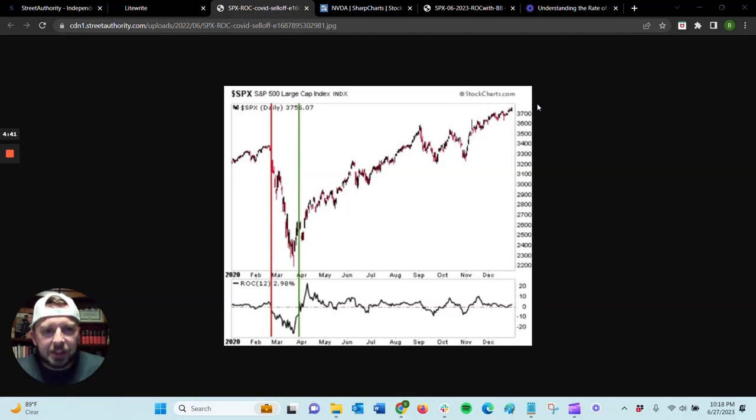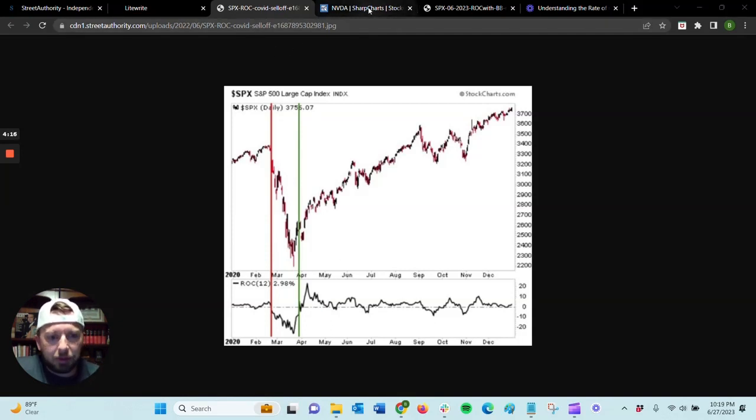In fact, you can see by this chart here that just by following ROC, you would have avoided a significant loss during the COVID-19 sell-off and captured major upside when ROC turned positive again. Now, some traders like to also use ROC with a moving average. If you do that, you could identify even more precise buy and sell signals.